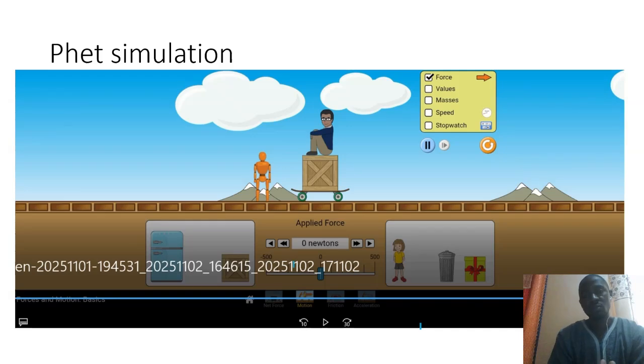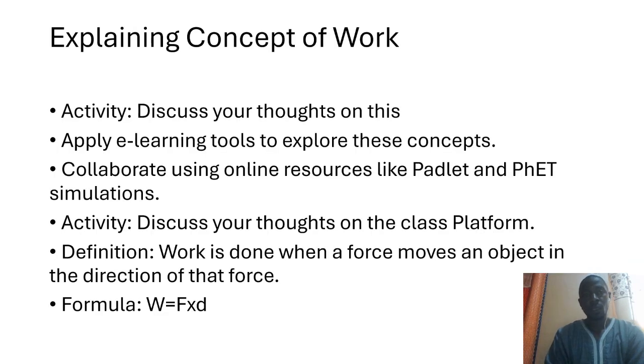So that displacement times the force applied will give us what we call work done. So there must be work done in case there is force applied and a displacement on the object being pushed. Therefore, work depends on two factors, that is force and the displacement. Those are the two factors on which work depends.